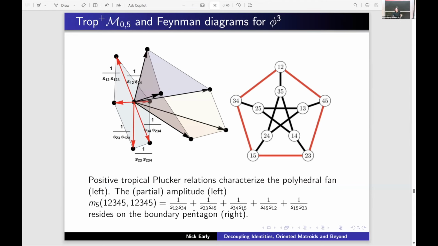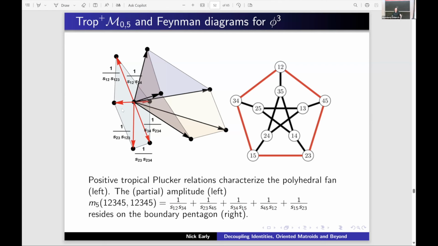So here is what the M5 partial amplitude, with cyclic order 1, 2, 3, 4, 5, looks like. You can see the literal polyhedral fan, which I wrote here, consists of these 5 cones. In the middle of each cone you get a usual Feynman diagram, and they're glued together in a nice way.